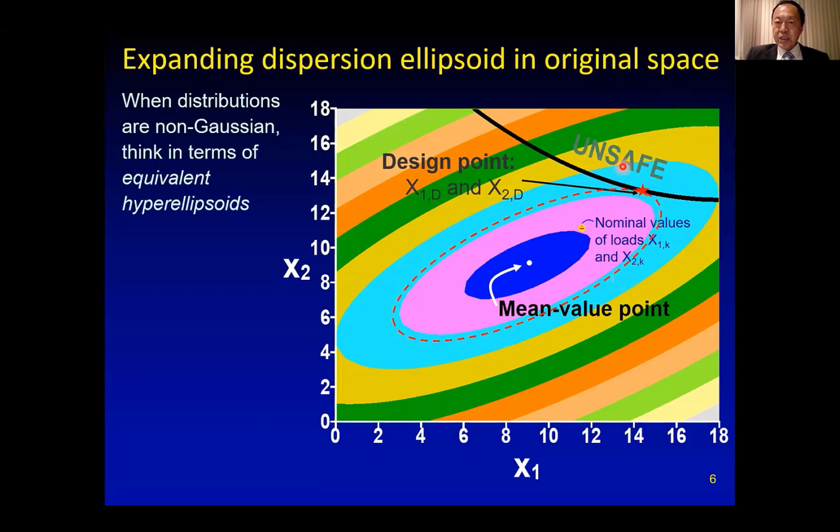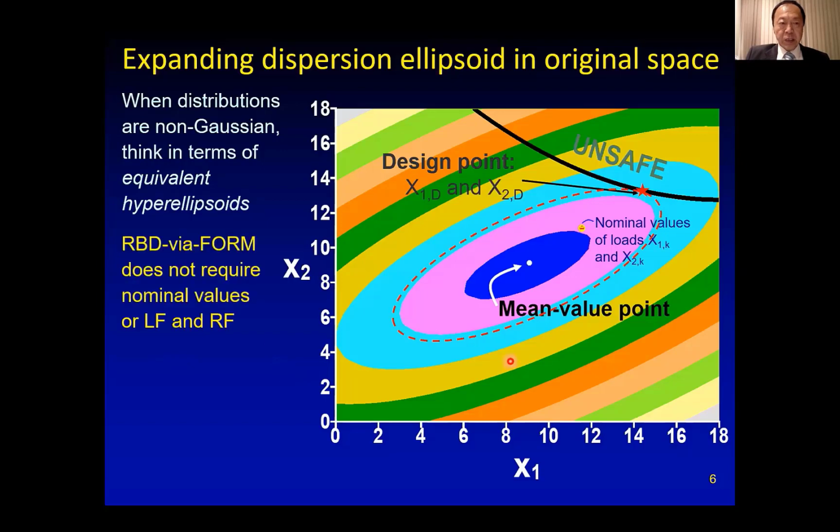The higher loads in the upper domain are the unsafe region. And then although the mean value point is safe, we are interested to know where is the most probable point of failure. So as the ellipsoid in higher dimensions expands, eventually it will touch the limit state surface and give you the most probable point of failure, also called the design point. And this perspective is also valid if you have non-Gaussian random variables regarded as equivalent hyperellipsoids.